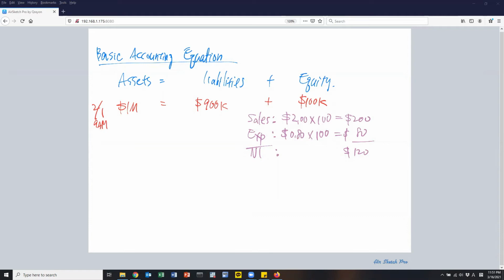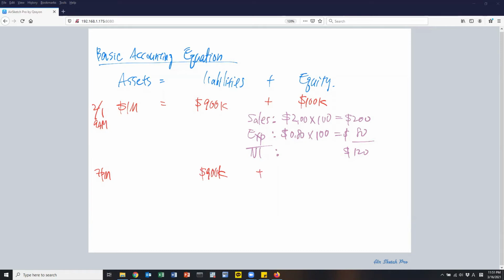Let's close our book, meaning as of 7 p.m. of the day when I closed my store, what's the change in our basic accounting equation? The liability, is there any change in my debt, the amount of money that I owe to the banks? We didn't say anything about that. So there's no change in the liability part.